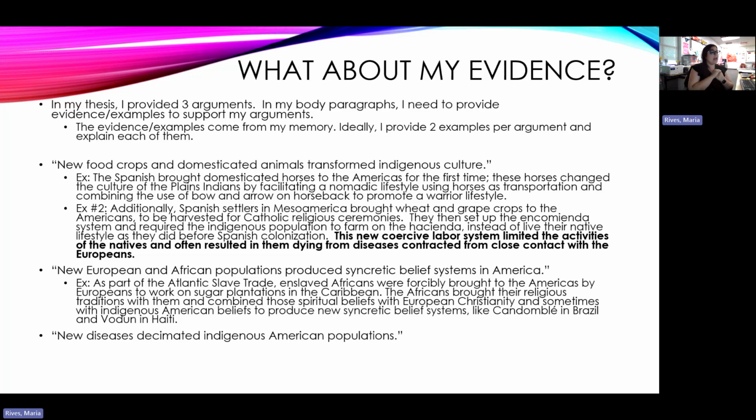That's my fact. The Africans brought their religious traditions with them and combined those spiritual beliefs with European Christianity, and sometimes with indigenous American beliefs to produce new syncretic belief systems like Candomblé in Brazil and Vodun in Haiti. Those are my two concrete new syncretic belief systems, and I've shown how the Africans forcibly being brought to the Americas led to that new syncretic belief system. I've also mentioned that it blended European Christianity with African beliefs to show that it is actually syncretism. So that counts as my evidence for that second body paragraph.